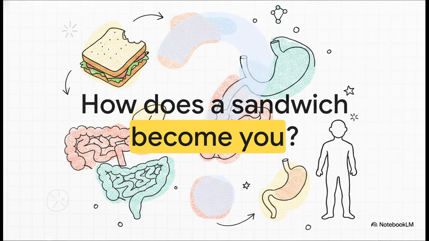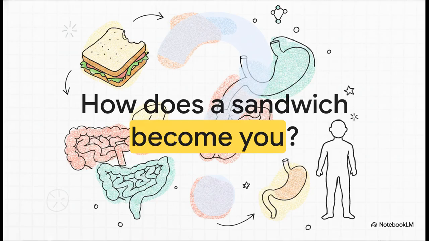Imagine taking a big bite out of your favorite sandwich. It's a pretty simple, everyday action, right? But that single bite triggers an incredibly complex journey. How exactly does a physical, everyday object like a sandwich completely transform into the vital nutrients, energy, and microscopic building blocks your body absolutely needs? Seriously, how does that sandwich essentially become you?